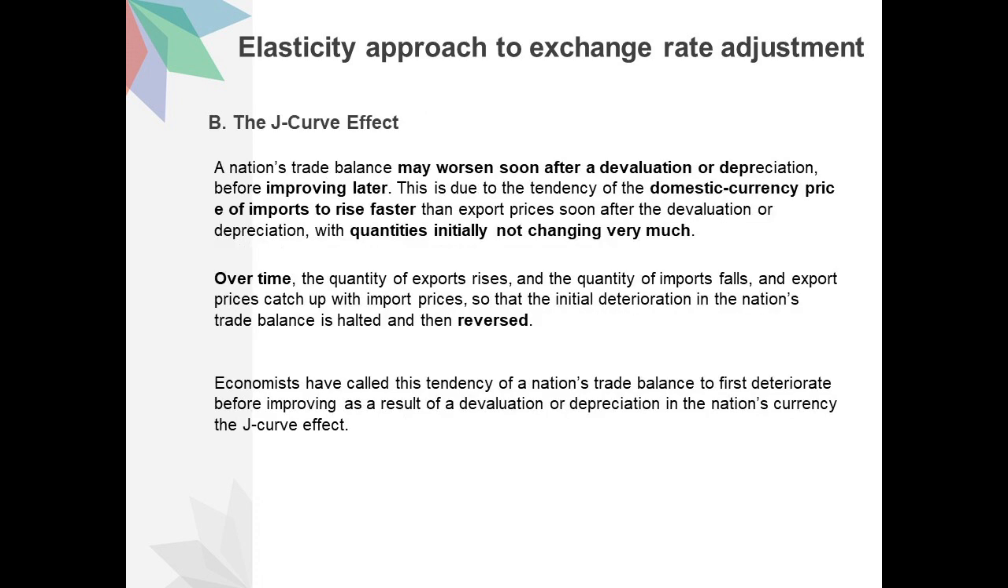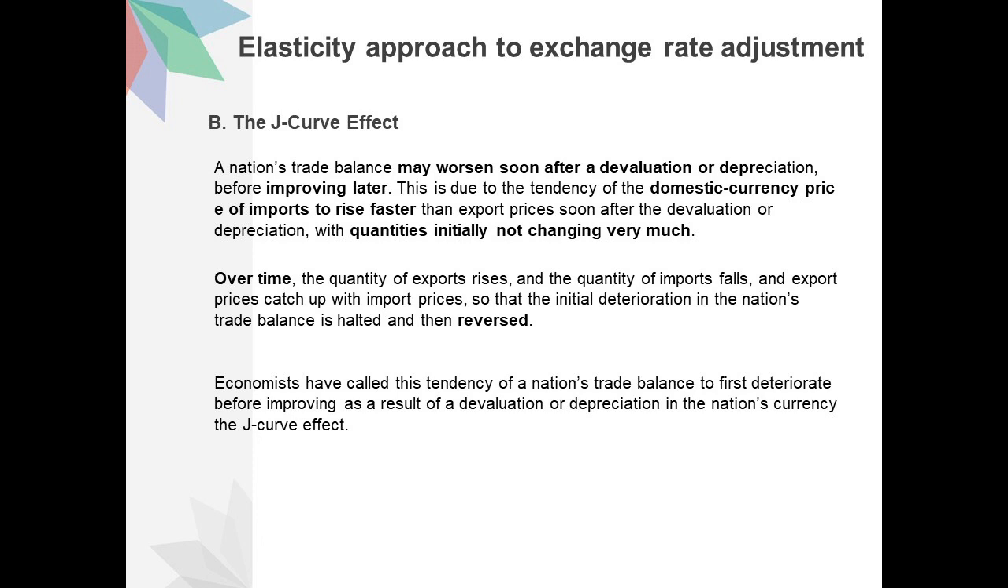B. The J-curve effect. A nation's trade balance may worsen soon after a devaluation or depreciation, before improving later. This is due to the tendency of the domestic currency price of imports to rise faster than export prices soon after the devaluation or depreciation, with quantities initially not changing very much. Over time, the quantity of exports rises, and the quantity of imports falls.